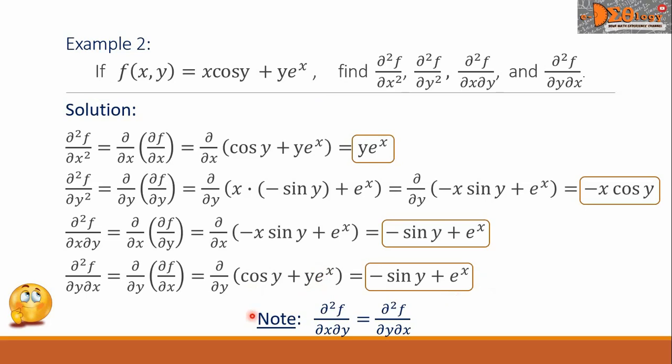Take note that the second order partial derivative of f over dx dy is equal to second order partial derivative of f over dy dx. And the same answer is this, negative sine y plus e raised to x.